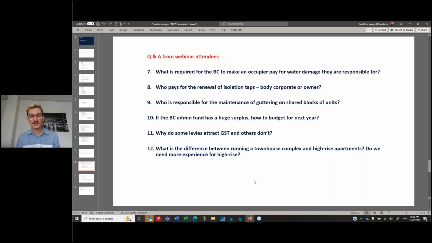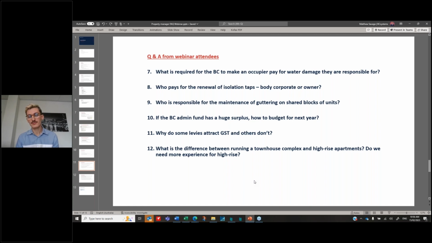Question 11, why do some levies attract GST and others don't? So body corporate is considered by the ATO to be a non-profit, like a company. So if the body corporate's turnover, it's not turnover in the sense of a business, but if the body corporate's income and spending is more than $150,000 in any tax year, it needs to be registered for GST. The threshold for a small business is $70,000. For a non-profit, it's double, so it's $150,000.